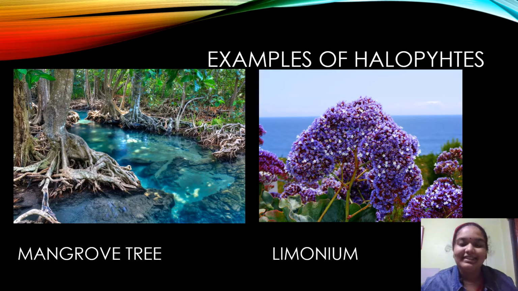So this is an example of halophytes. You can see this, yes, this is what I was telling you just now. A mangrove tree. You can see that it's not in the center, but on the side, and it lives in a very swampy area. This is a mangrove tree, and this is limonium, which is called sea lavender. Okay, let's go more.